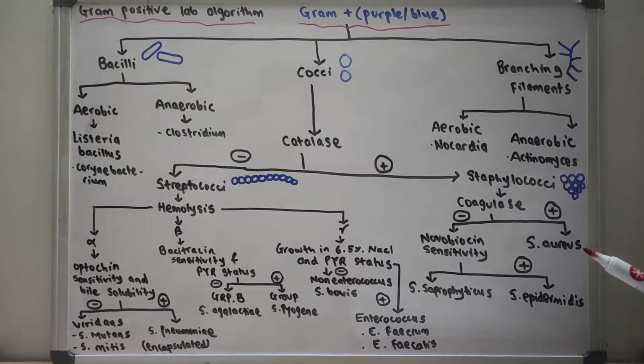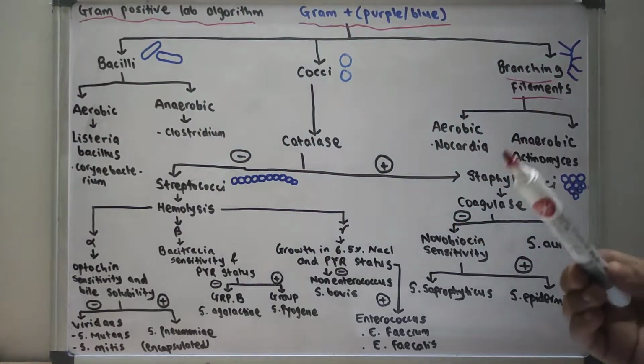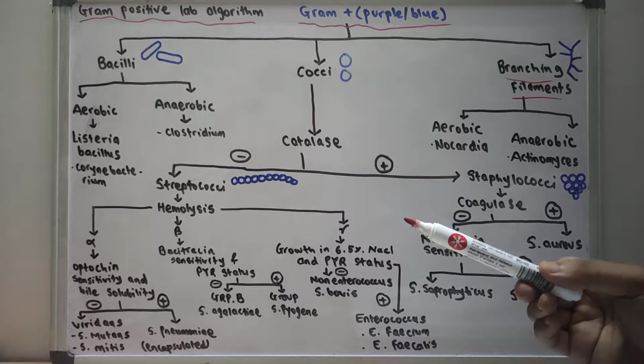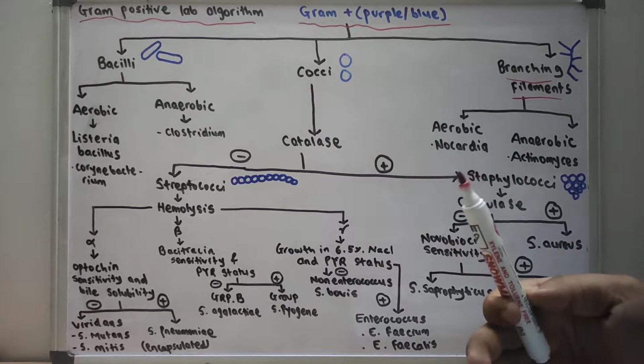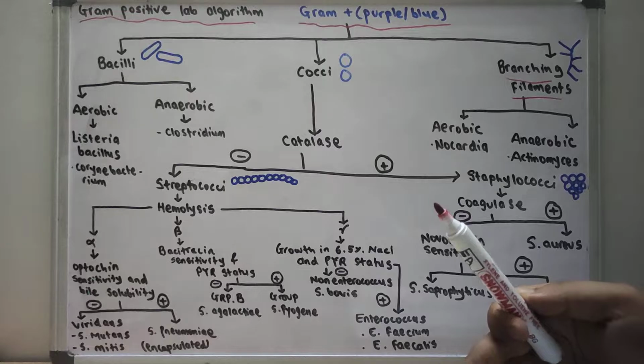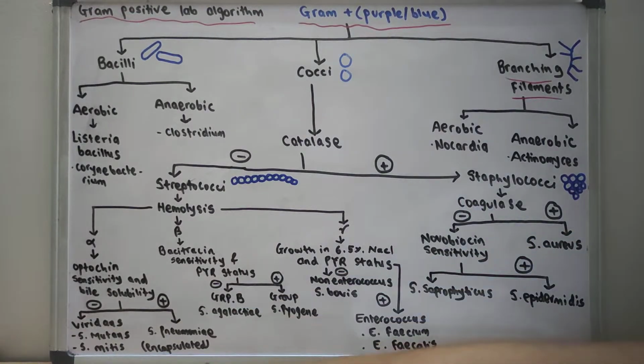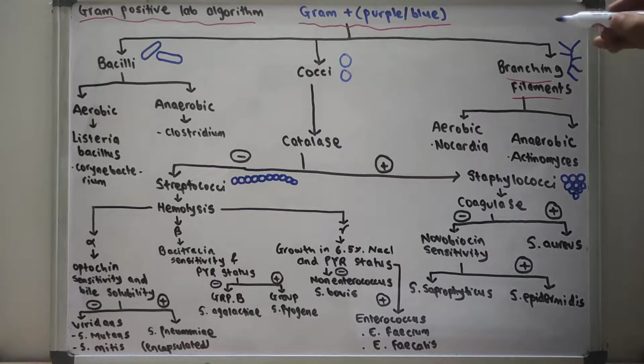So various branching filament bacteria are again divided into two types. So I am going to describe first the branching filament, then I will discuss about the bacilli, then at the last I will discuss about the cocci. So the branching filament in the gram positive bacteria are again divided into aerobic and anaerobic. So whenever you see in the microscope after the gram stain, you see the bacteria that have branching patterns, like this.